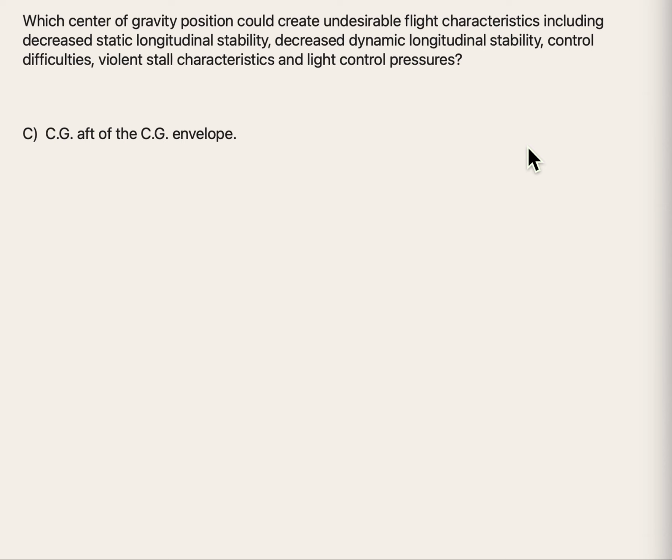In addition to decreased static and dynamic longitudinal stability, other undesirable effects caused by a center of gravity location aft of the allowable range may include extreme control difficulty, violent stall characteristics, and very light control forces, which make it easy to overstress an aircraft inadvertently. So I guess aft means the opposite of forward.